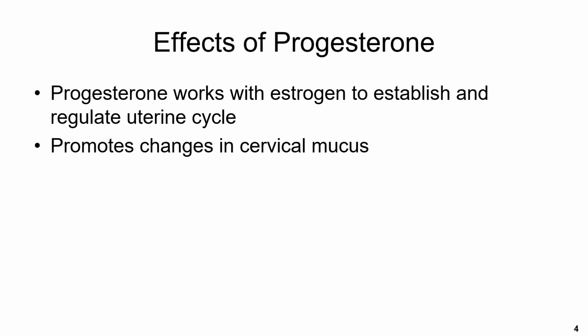The other hormone you saw there is progesterone. This works well with estrogen to establish a regulated cycle. It promotes changes in the cervical mucus. It thins out the mucus, allowing the sperm to swim through, but it also thickens the mucus. Depending on the time of the month, the mucus can actually change in consistency.